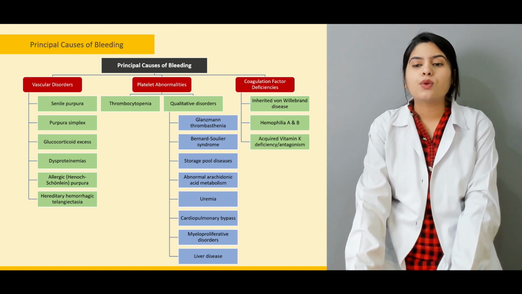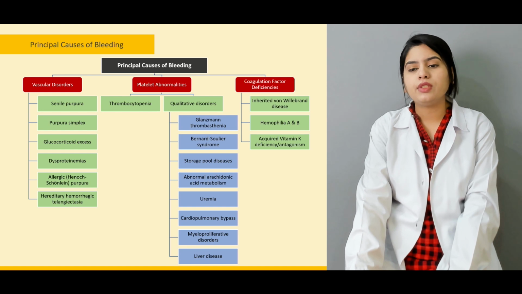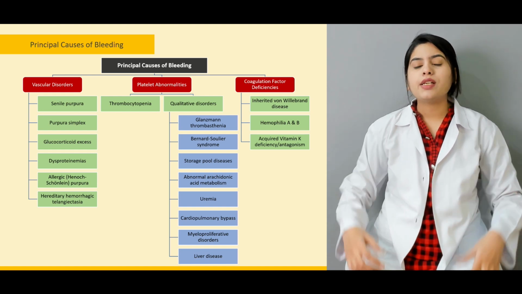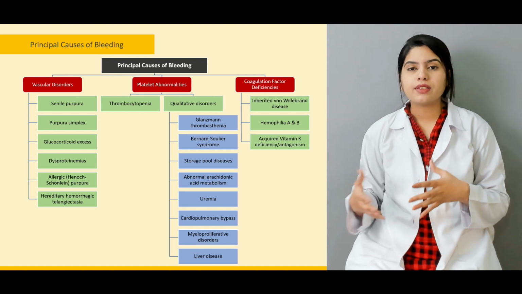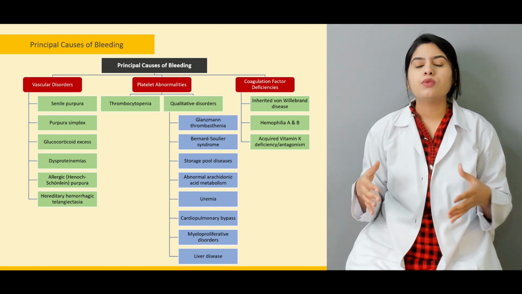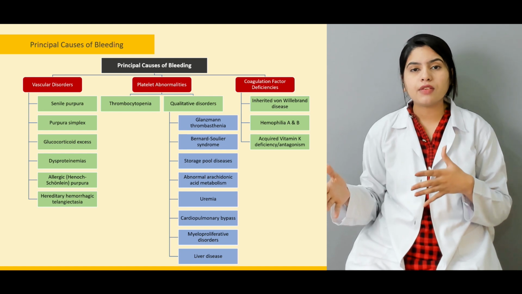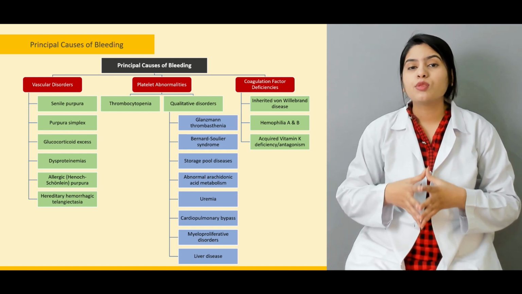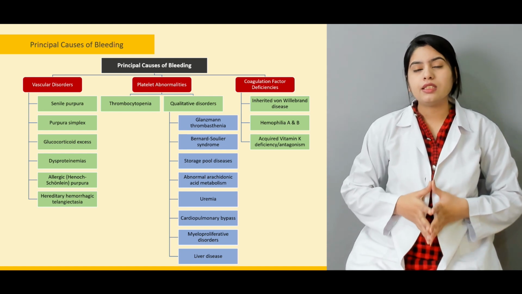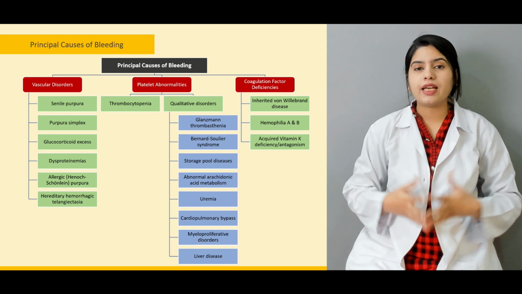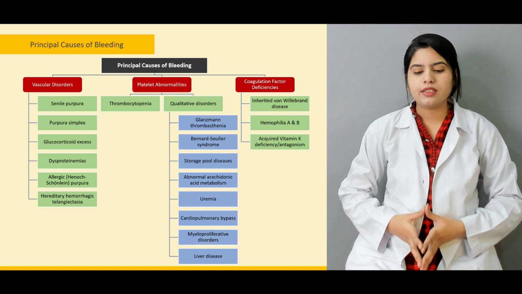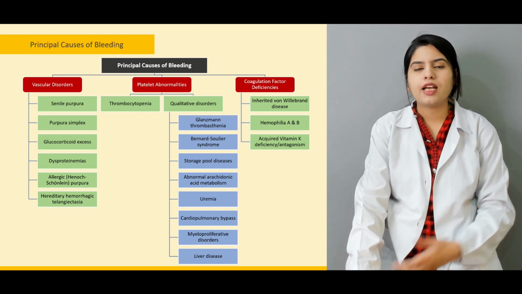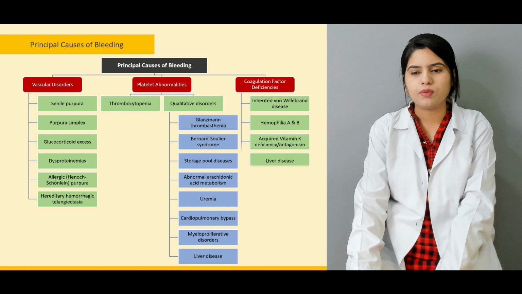Then there can be acquired vitamin K deficiency or antagonism. Now, vitamin K is very important in the activation of the different coagulation factors. That's why a patient who has vitamin K deficiency is more prone to bleeding, and this can be a cause of excess bleeding whenever there is any vascular injury or any other kind of injury. There can be hemorrhage in this kind of patient.